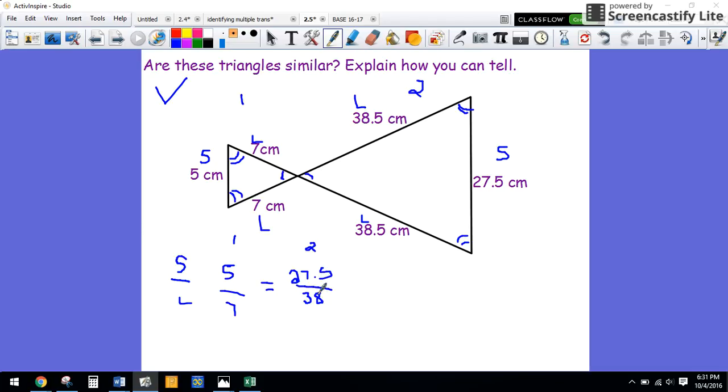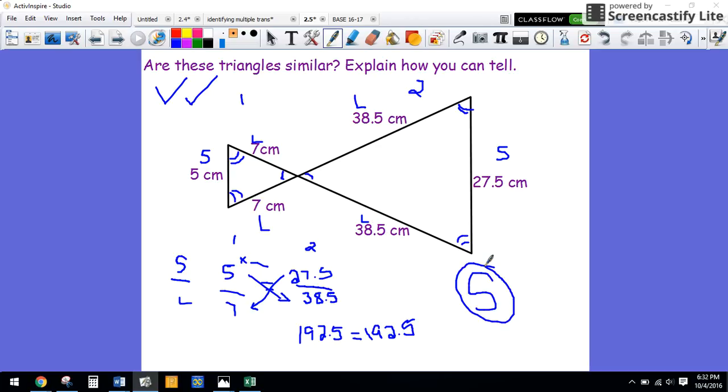Now again, if these were easy to tell the scale factor, I wouldn't have to set up a proportion, but this one's not super easy. So I don't know what my scale factor is, so I'm going to go ahead and cross multiply. And I don't know these multiplication facts off the top of my head, so I'm going to go ahead and do 5 times 38.5, and I get 192.5. And hopefully this other side of 27.5 times 7 also equals 192.5, which it does. So that means my sides are proportional, which means there is a scale factor. So I can put my second check mark and say that these are similar.